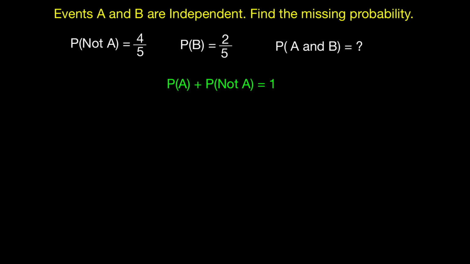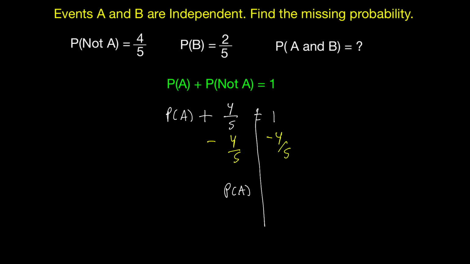So here I have the probability of A plus the probability of not A. In this case, that's 4 over 5, and that's going to equal 1. Now I have to solve this equation and isolate the probability of A. I can do that if I subtract 4 over 5 on both sides, and I get that the probability of A is going to equal 1 minus 4 over 5.